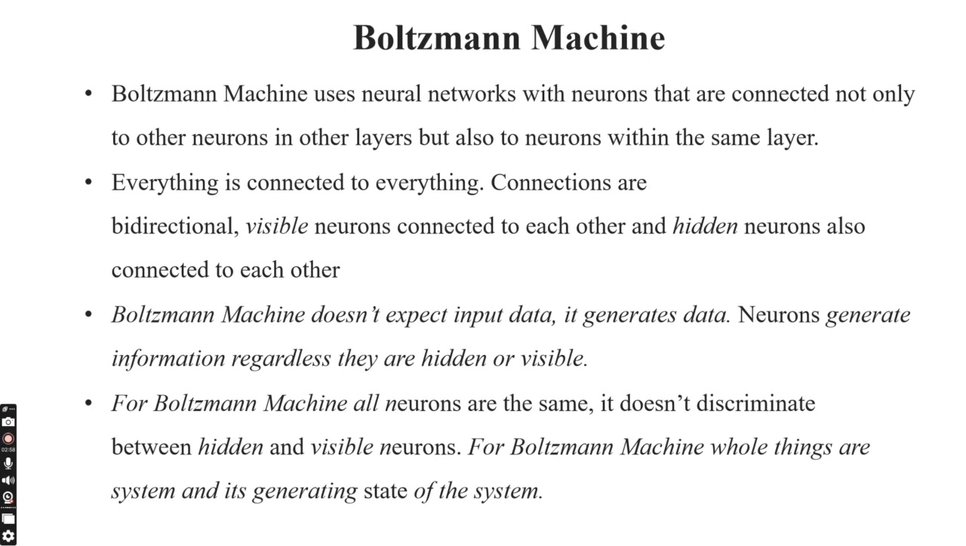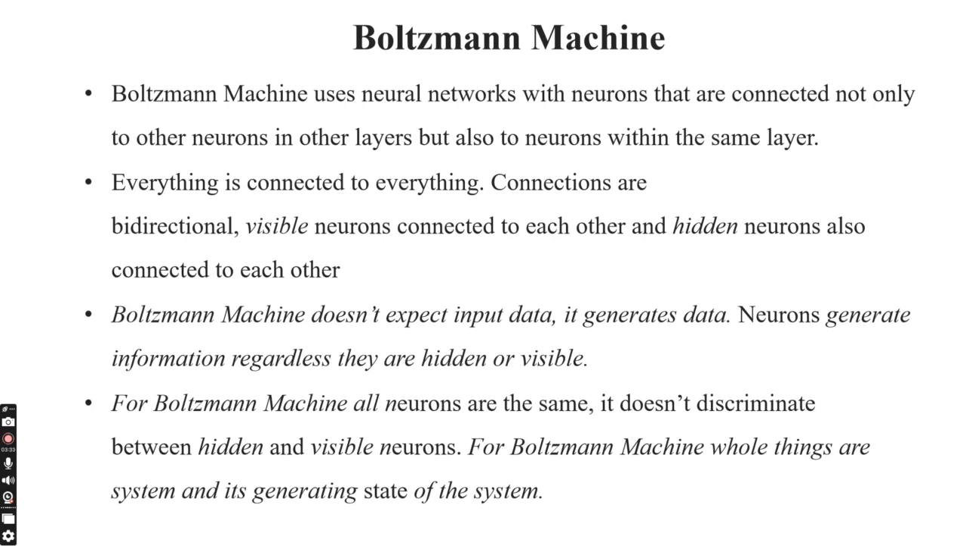Neurons generate information regardless of whether they are hidden or visible. For Boltzmann, all neurons are the same. It doesn't discriminate between hidden and visible neurons. For Boltzmann machine, all things are called the system and it generates the state of the system. So the nodes are connected with each other in the same layer or to nodes in another layer. So this is what Boltzmann machine learning is.